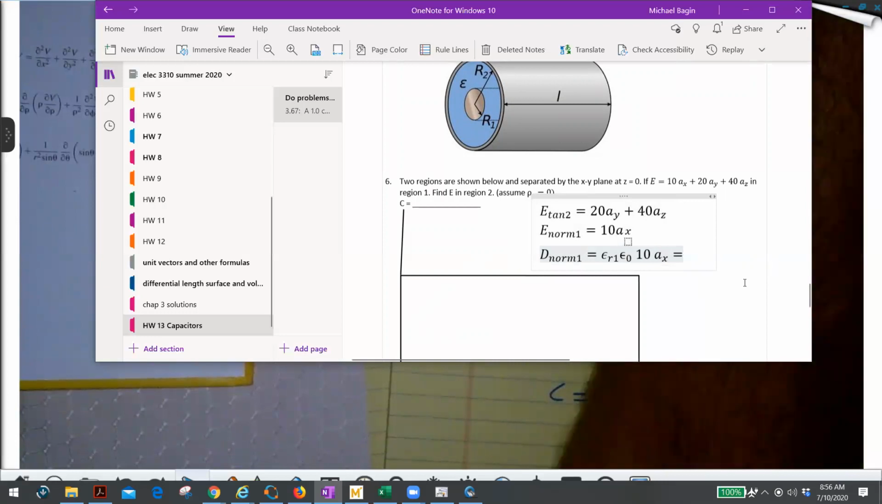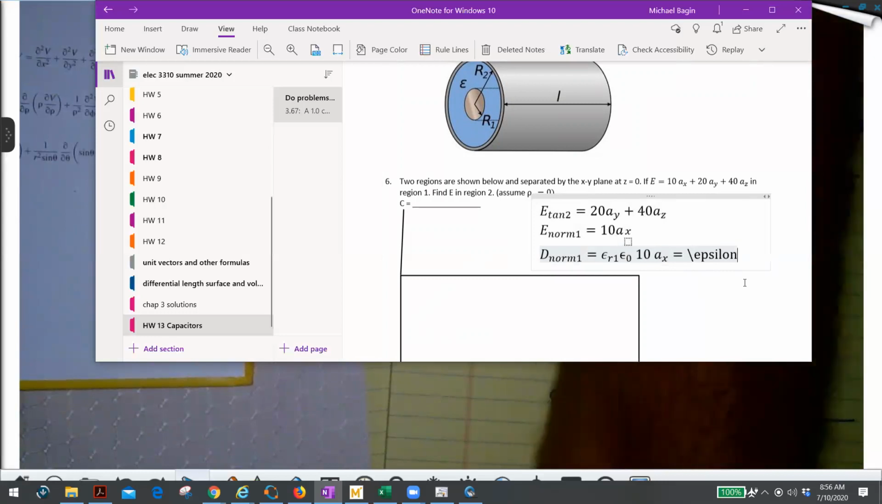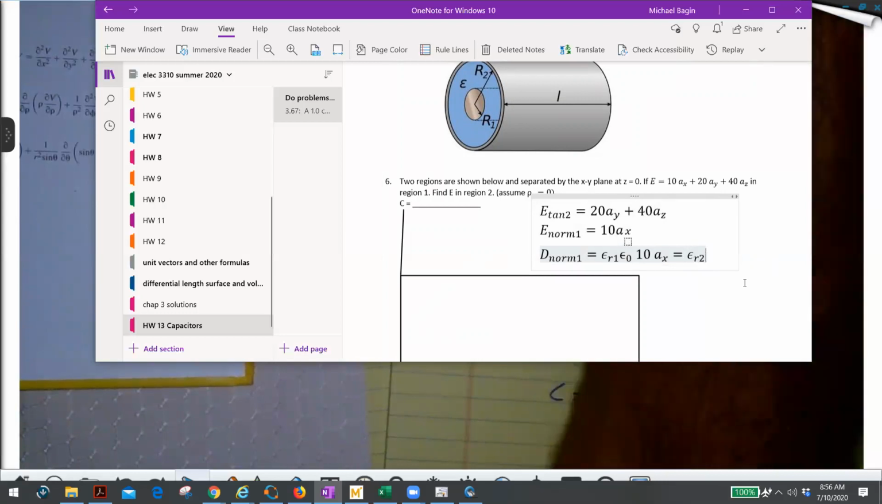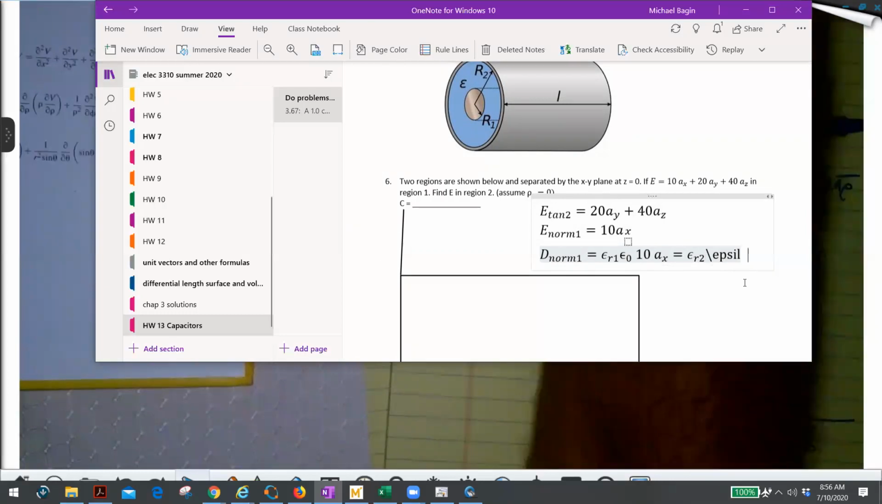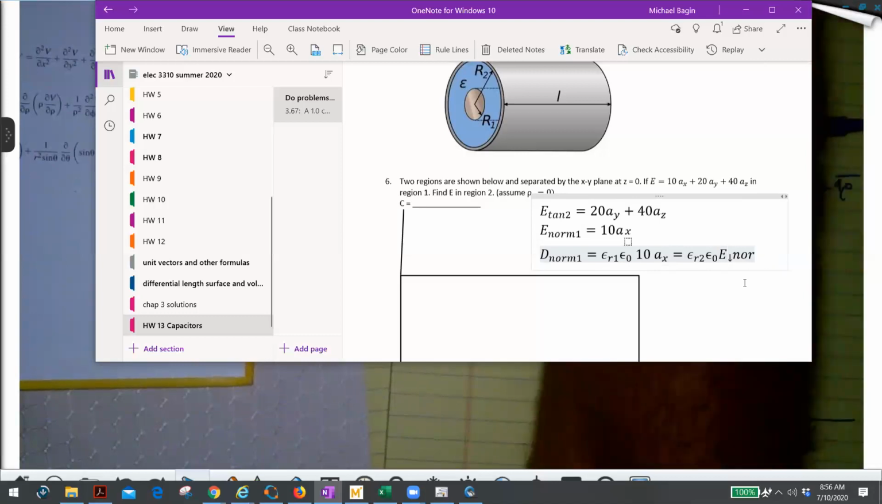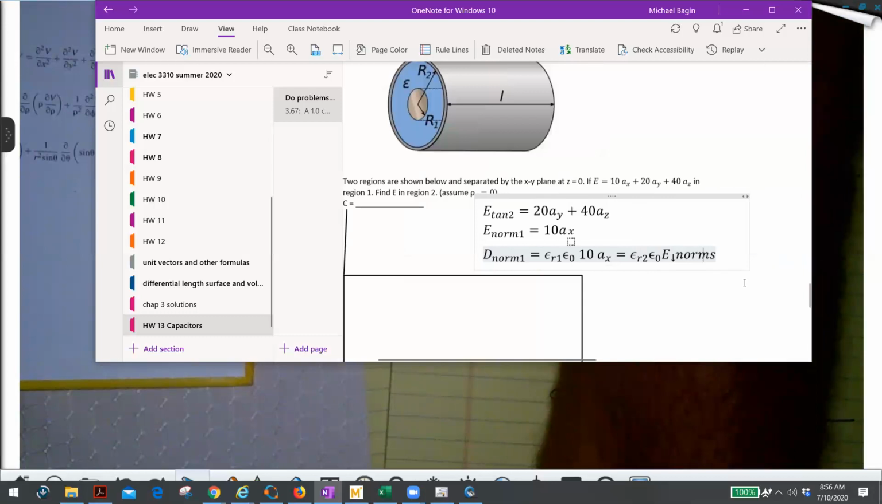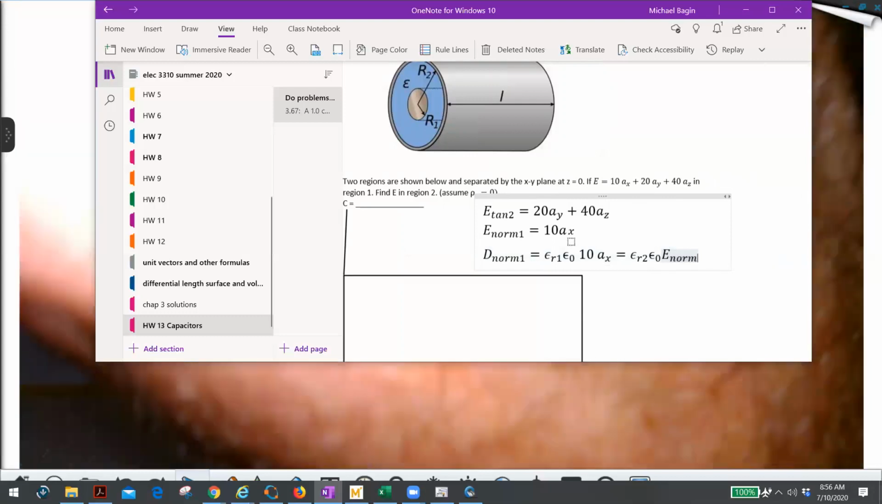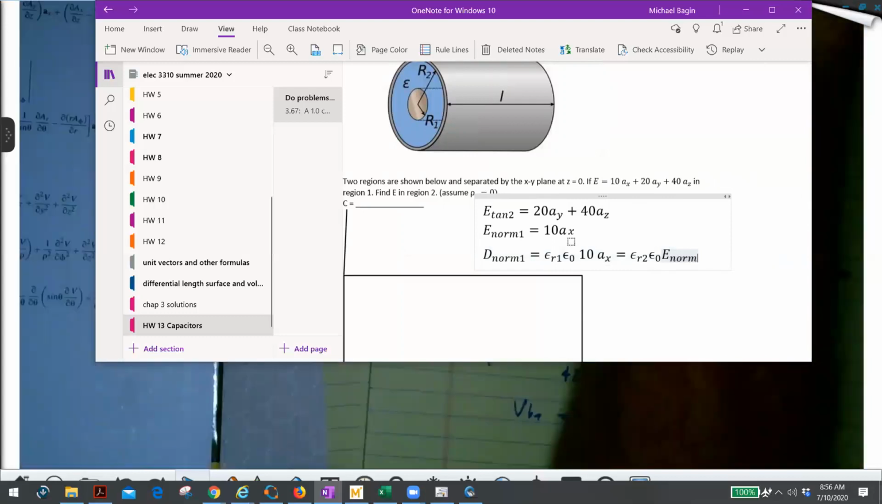Well, it would be epsilon relative 2 times epsilon naught, and then it would be times E normal in region 2. And those two are equal because rho s is 0, is that correct? That's right. If rho s is 0, D1 is equal to D2, since there's no rho s in region 2.